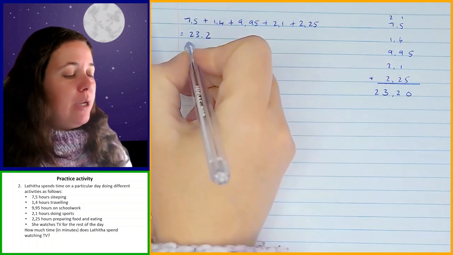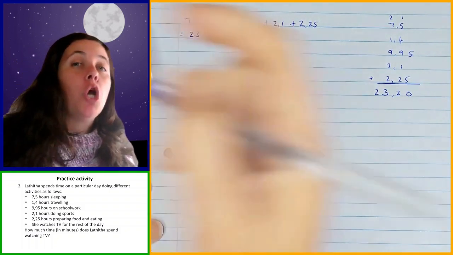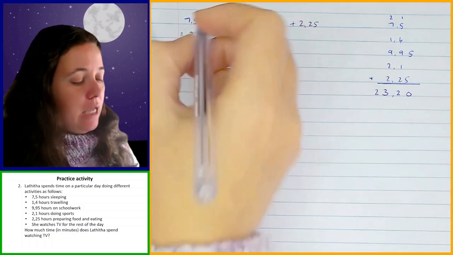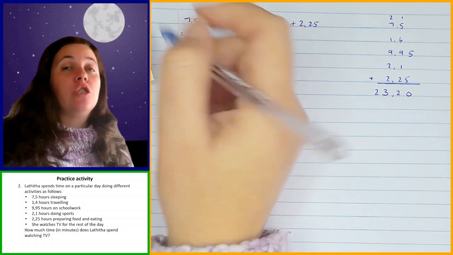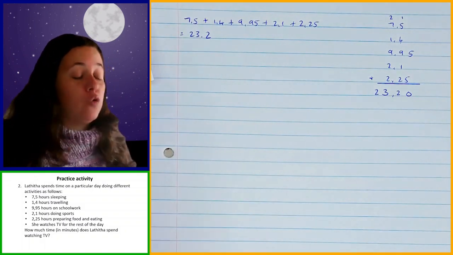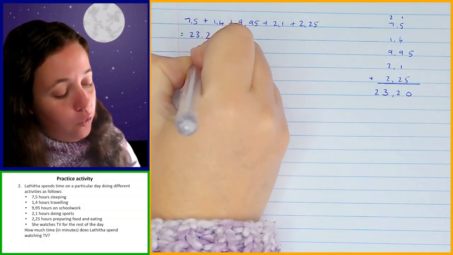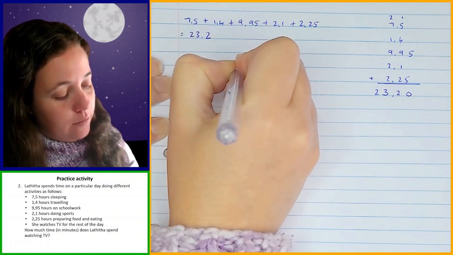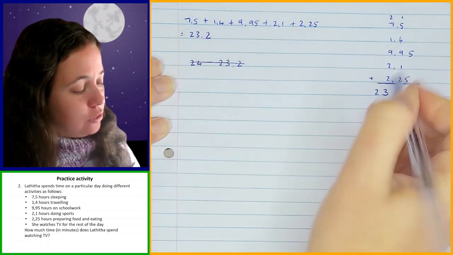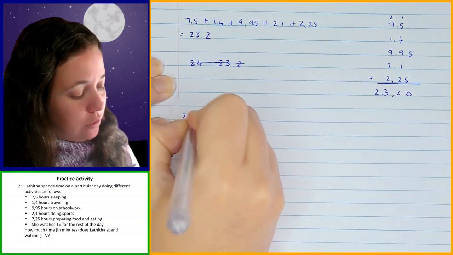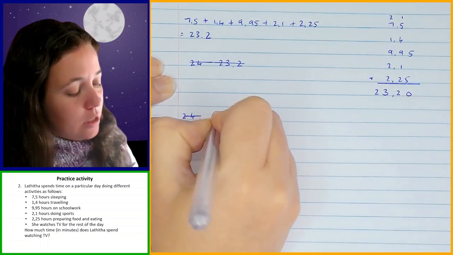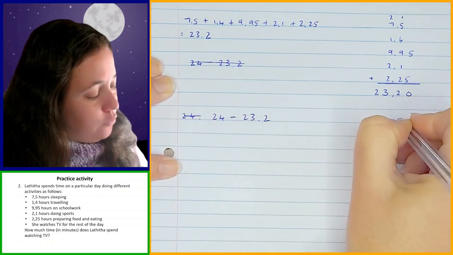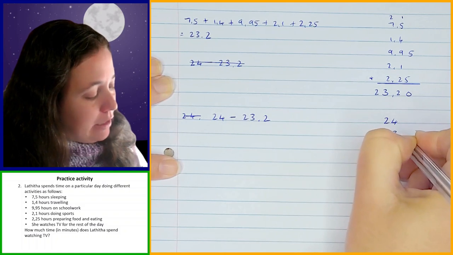Okay, so now we know this is how much time she spends not watching TV. So now let's work out how much time she spends watching TV. In order to work that out, you need to know that a day is a total of 24 hours. So it's going to be 24 minus 23.2. Okay, so actually I'm going to do that over here, so I have enough space next to it to do the calculation. 24 minus 23.2.